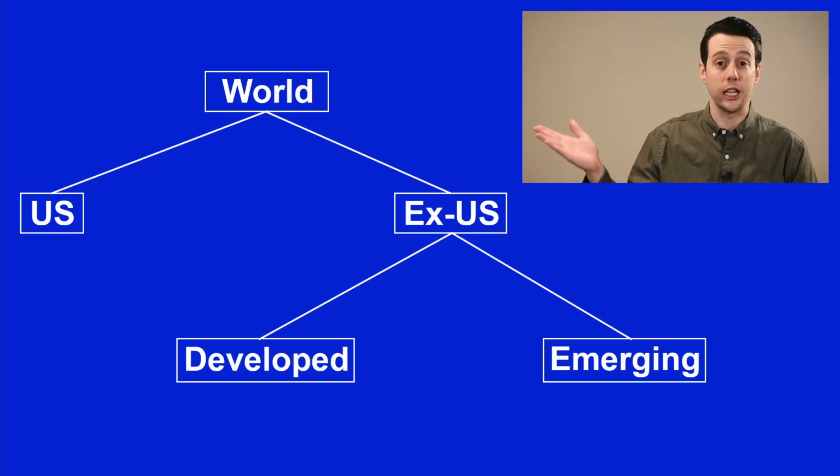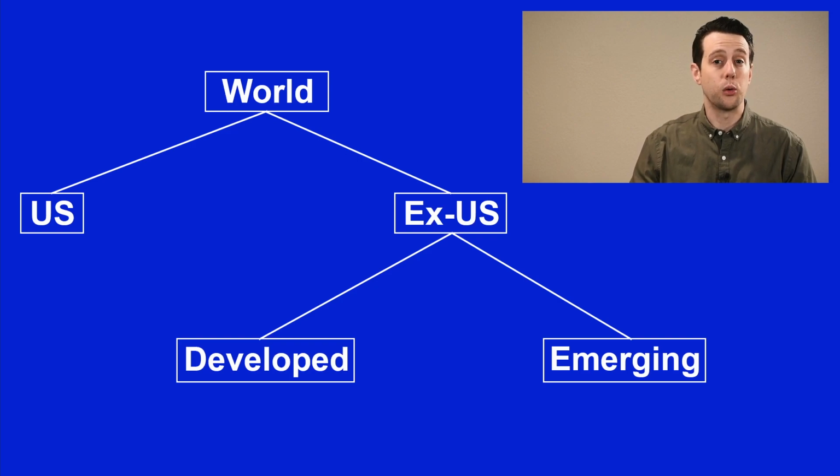We'll start with a high-level breakdown of the global stock market. Here's a tree showing the breakdown. At the root or top of the tree, we have the global stock market. Now let's step down the tree one level. At this level, we break it down by US versus ex-US. This is because the US stock market represents approximately 57% of the global equity market. The ex-US portion represents the remaining 43%.